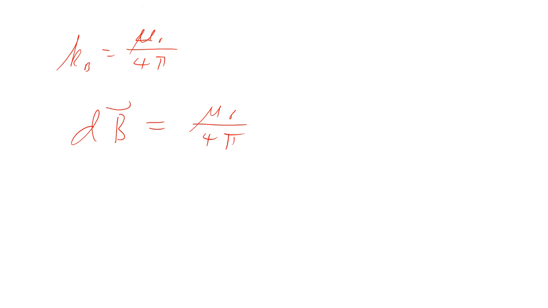So since we now almost never see k sub b, we see the mu naught. k sub b turns out to be equal to mu naught over 4 pi. And so we can then put all this together. So this differential magnetic field is mu naught over 4 pi times I ds cross r hat over r squared.